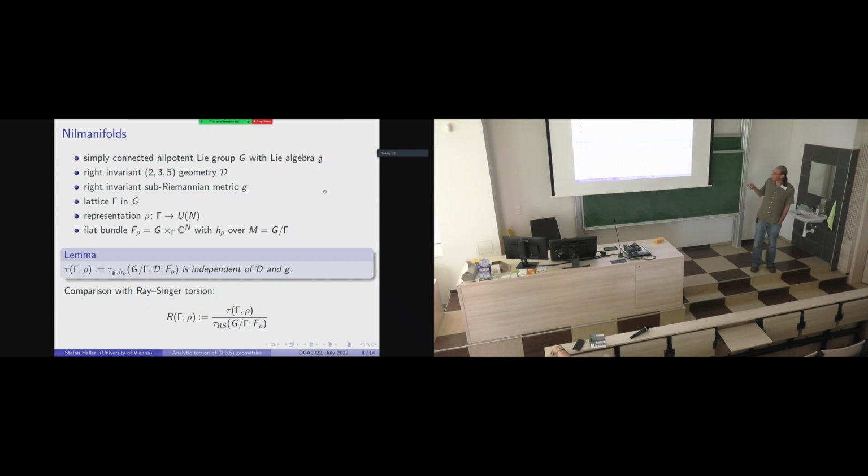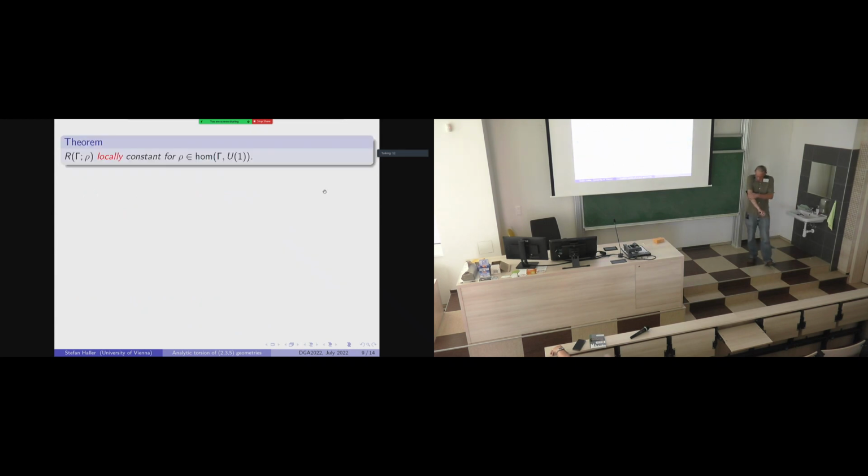Okay, so here's the theorem I mentioned, the partial result we have. We fix the lattice gamma, and we can show that the analytic torsion is locally constant in the representation rho, as long as we restrict to one-dimensional representations rho. So it's locally constant in rho. This is the theorem I would like to present.